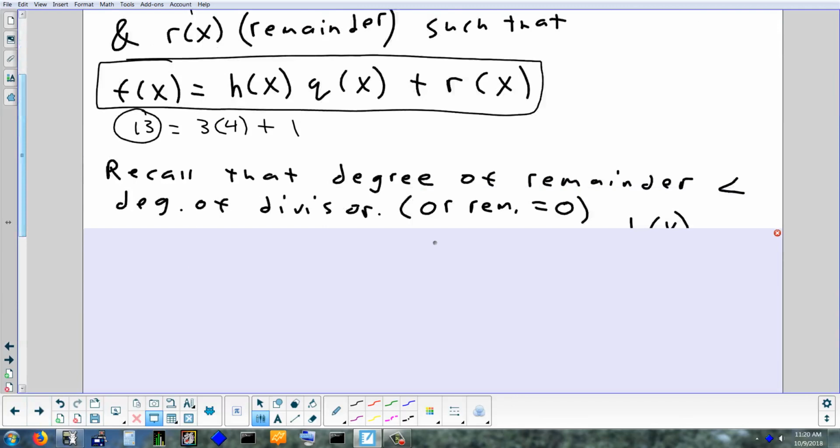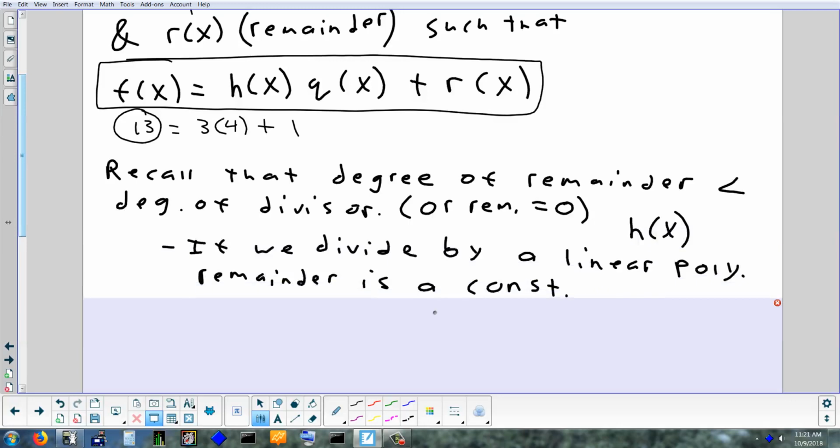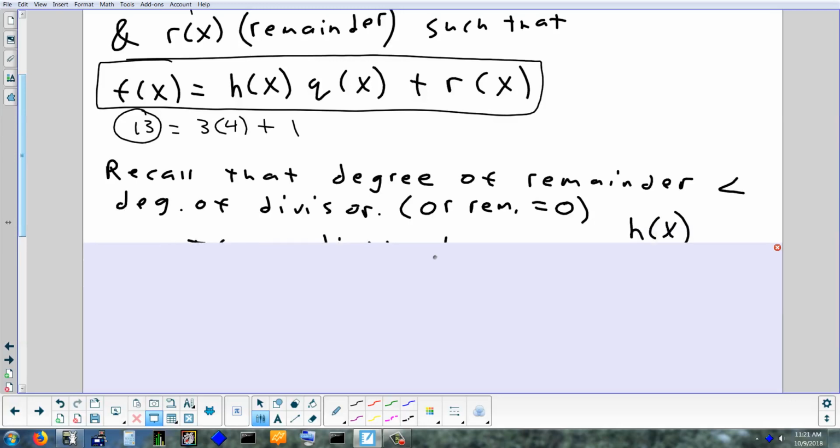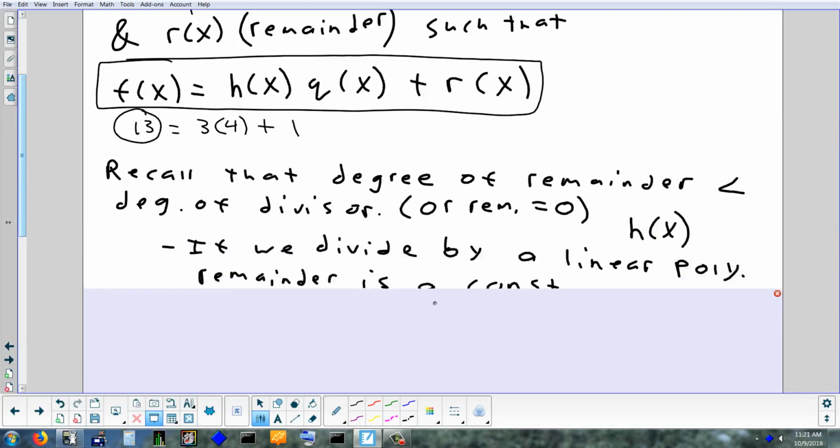Okay, so remember that the degree of the remainder is always going to be one of two things. It's either going to be 0, which is great when that happens, but hasn't happened yet. Or, worst case scenario, it's at least going to be less than the degree of the divisor. Okay, always. That's how I told you when to stop: when the degree of the remainder is less than the divisor.